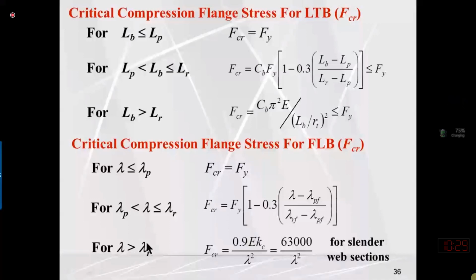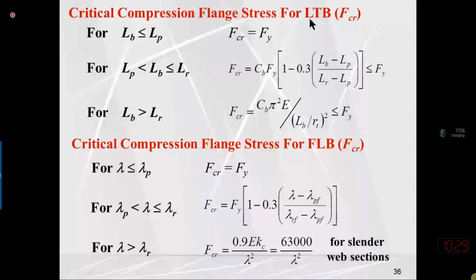So we shall determine one FCR value based on lateral torsional buckling and one from flange local buckling. Here you need to note down that we have a CB value in this expression, here also, but we do not have any CB value over here. Why? Because we have already discussed that CB is the moment carrying capacity enhancement factor for lateral torsion buckling only. So this is the capacity modification factor for lateral torsion buckling.